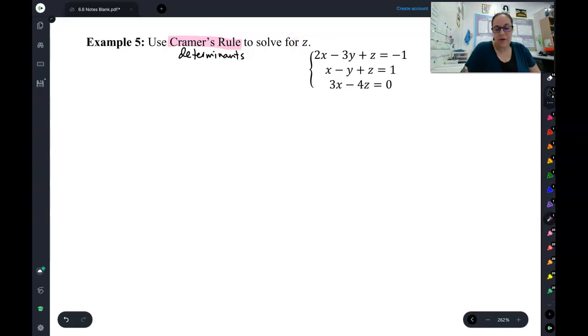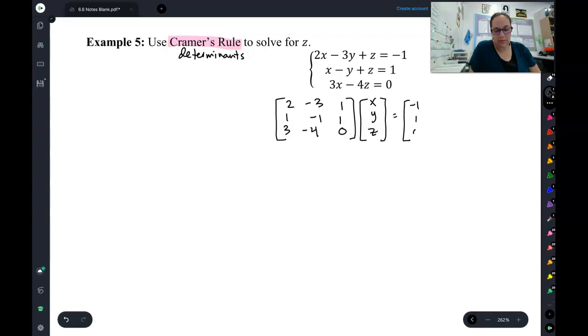That's it. So start by writing our three matrices, our coefficient matrix, our variable matrix, and our constant matrix. And now we need to solve for z, like the instructions said. So, using Cramer's rule, I'm going to do my special z determinant, where I replace the z column with the constant column, divided by the regular determinant.